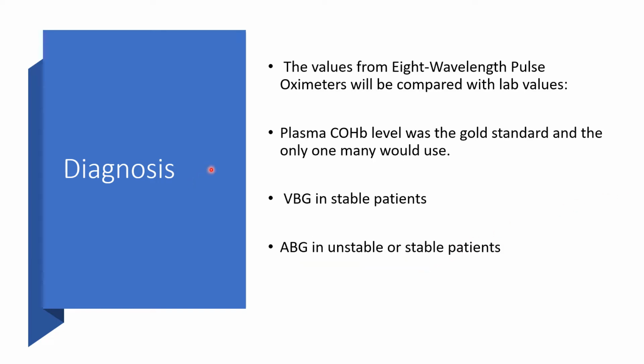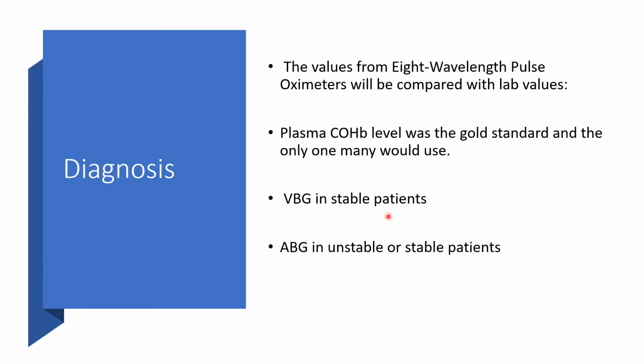Still on diagnosis, the values from the 8 wavelength pulse oximeter will help us greatly, but that is not the end of the road. With our index of suspicion, history taking, physical examination, and 8 wavelength pulse oximeter values, then we'll have plasma carboxyhemoglobin level estimated. In the past, that was the gold standard. In fact, many people will use only that to make up their mind on what to do.